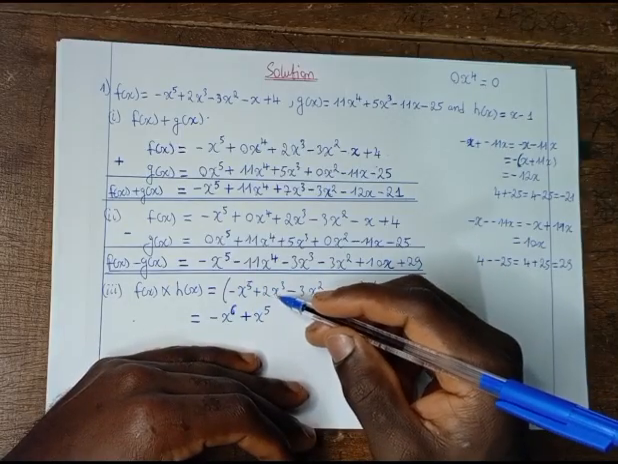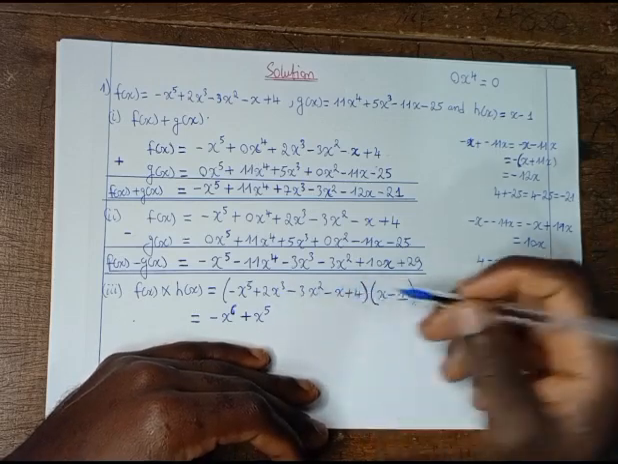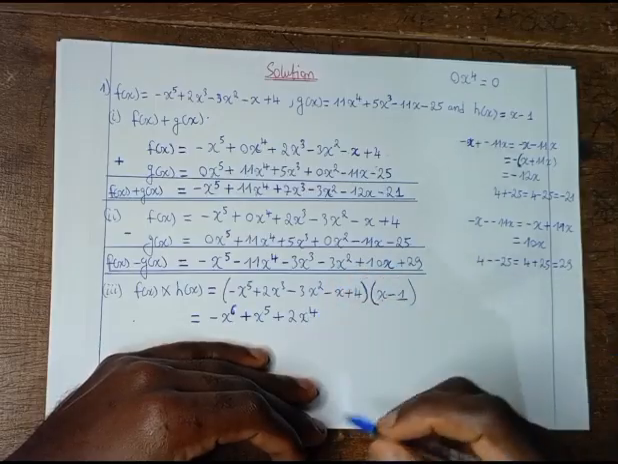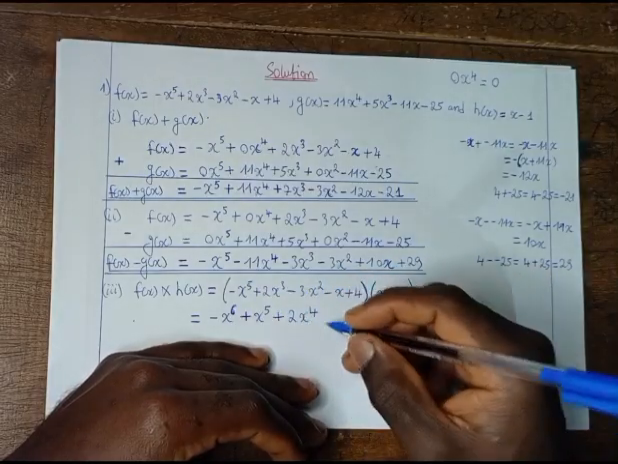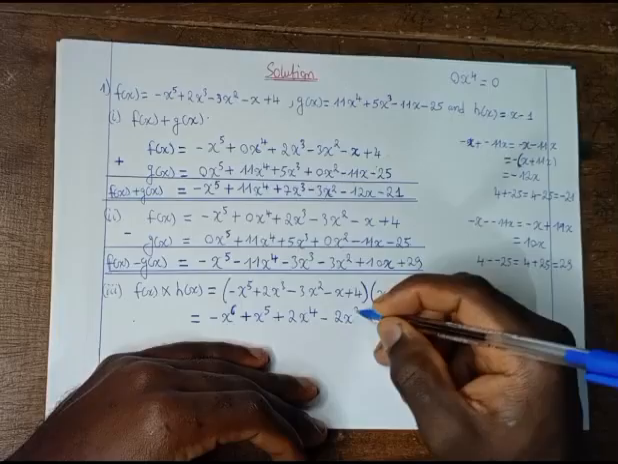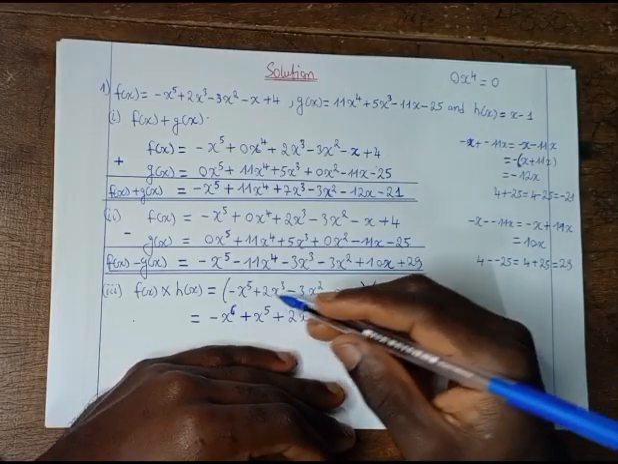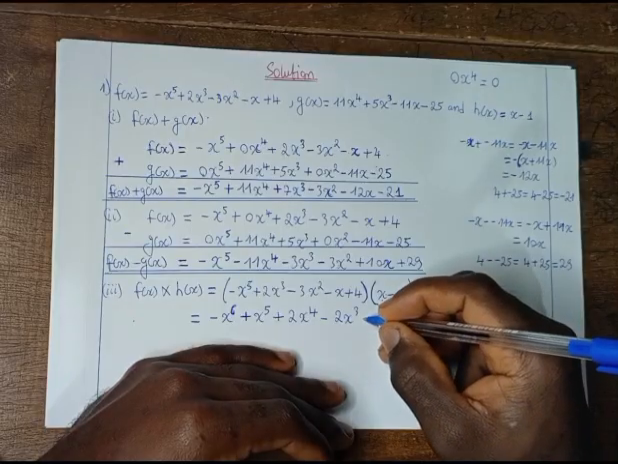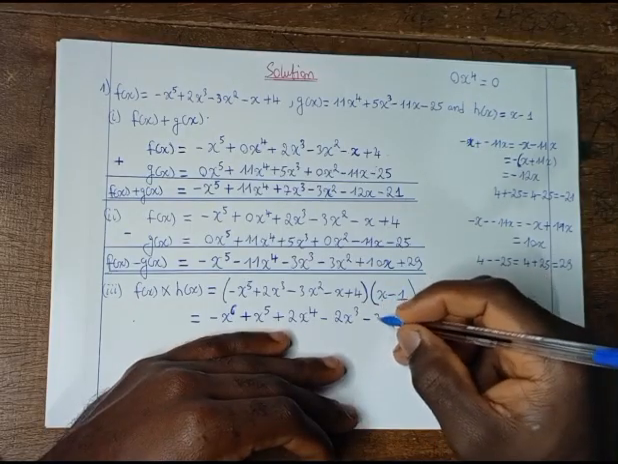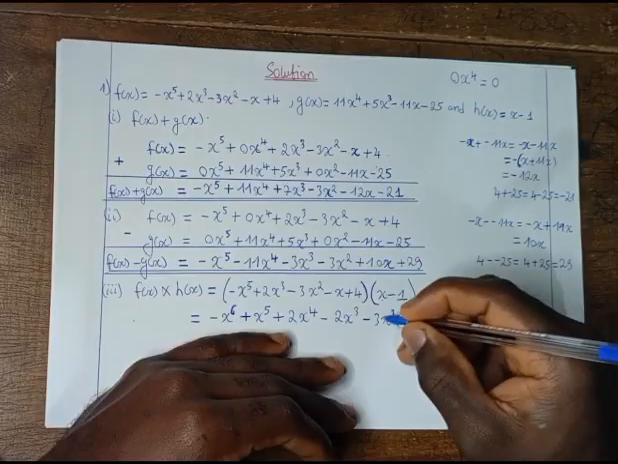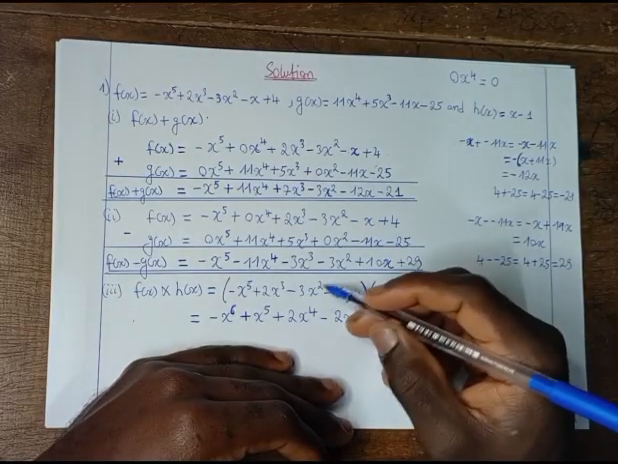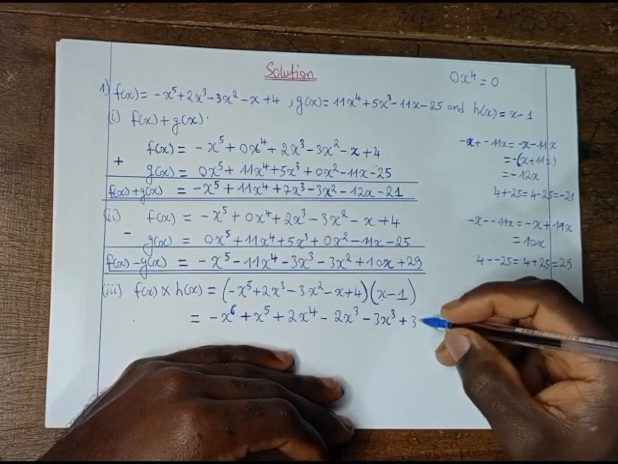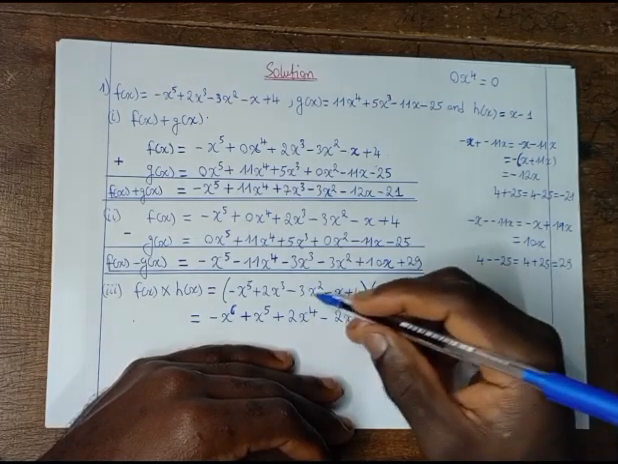We are done with negative x to the power 5. Going on to the next term, 2x cubed. Positive 2x cubed times x will give us plus 2x to the power 4. 2x cubed times negative 1 will give us negative 2x cubed. We are done with this term. We go now to negative 3x squared. Negative 3x squared times x will give us negative 3x cubed. Negative 3x squared times negative 1 will give us positive 3x squared. We are done with this term.